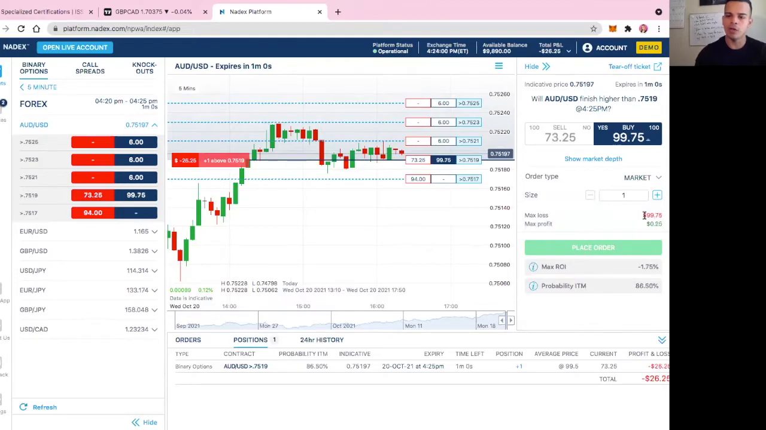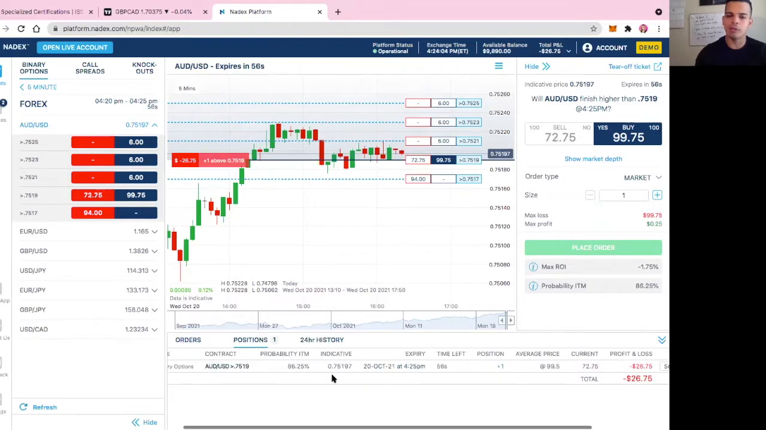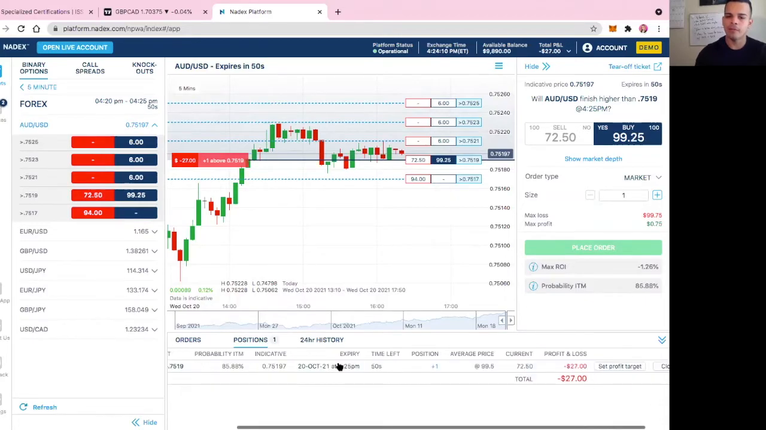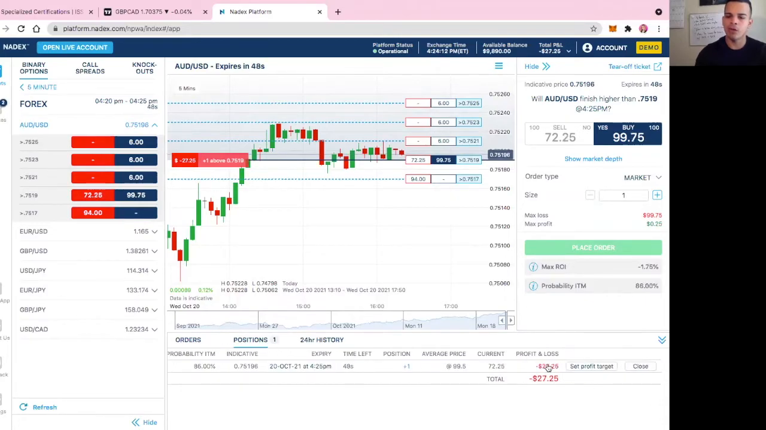It'll increase the loss and the potential profit. The order pops up down below. Contract, AUD USD, right? That's where I struck it out. It's telling me the current profit or loss right here, and it's telling me how many positions I got. I got one contract, right?